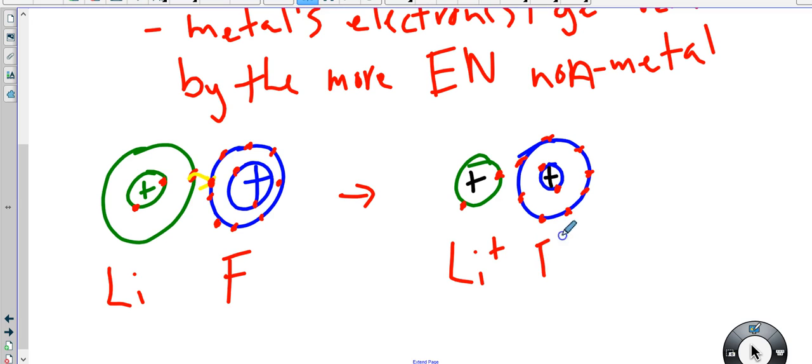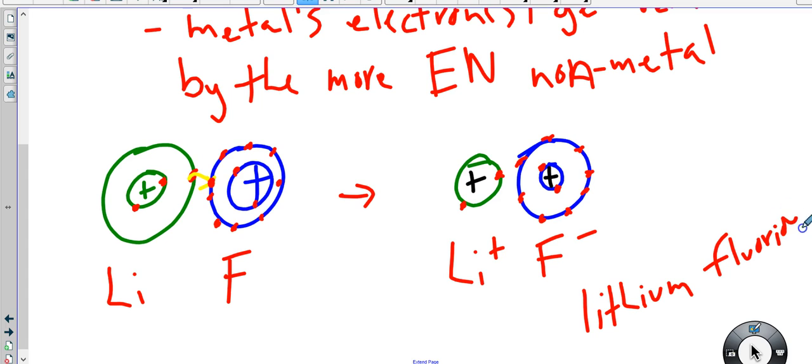Now, this is called lithium fluoride. As far as why I make it fluoride, don't stress, I'm going to teach you that, okay? So that's lithium fluoride. Now, what's happened here, I have a positive ion and I have a negative ion.